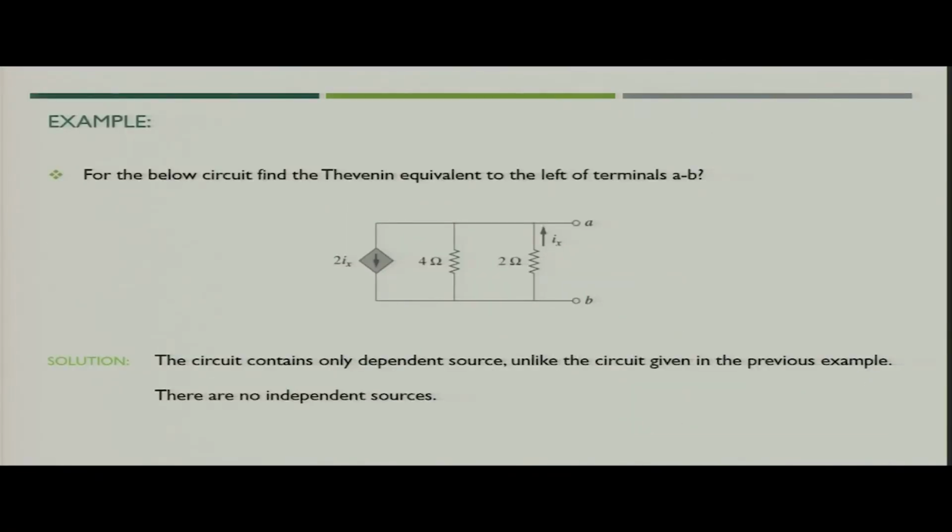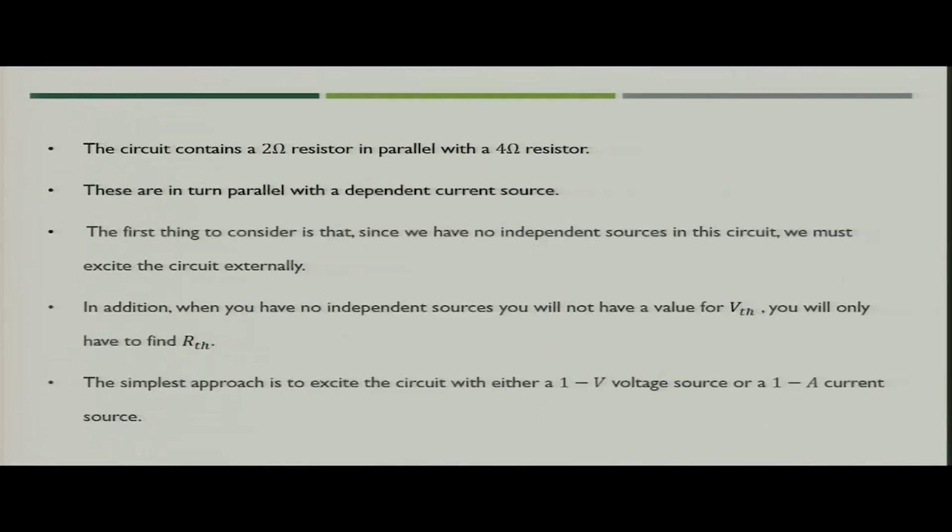So, now let us see another example. In this circuit, we want to find out the Thevenin equivalent, but in this particular circuit we do not have any independent voltage or current source. So, this circuit would have only a dependent source. Here in this case we have the current source which is dependent. So, what do we have to do?